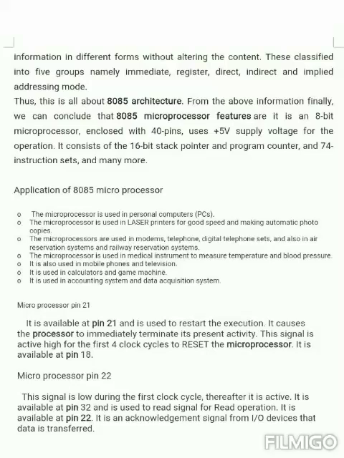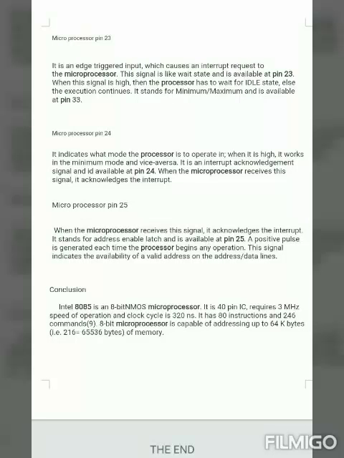Microprocessor pin 21. It is the reset pin and restarts the execution. The processor is reset when the signal is low, and it must stay active for at least 4 clock cycles in reset of the microprocessor. The pin 22. The signal is low during the first clock cycle. It is available at pin 32 and is used for read signal and read operations. Pin 23 is an edge-triggered input of the microprocessor. The execution conditions are minimum and maximum. It is okay. Next, microprocessor pin 24 and the microprocessor pin 25.